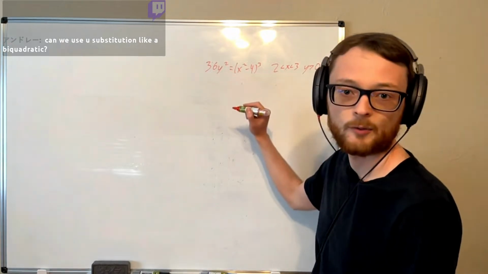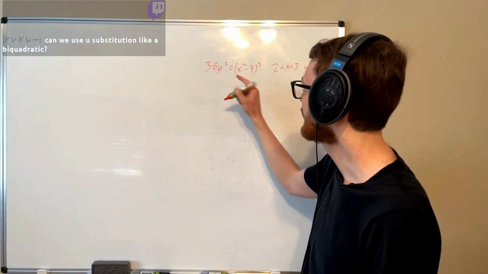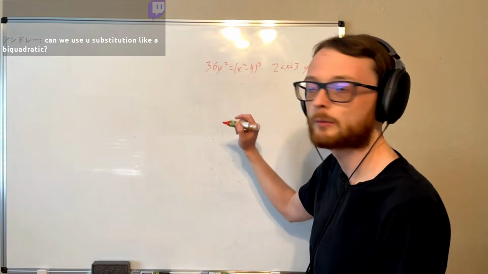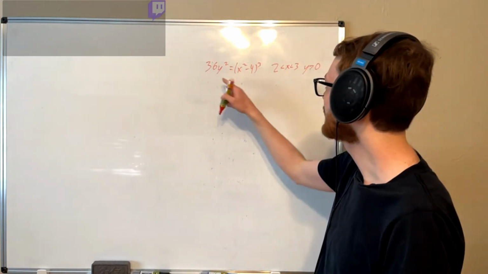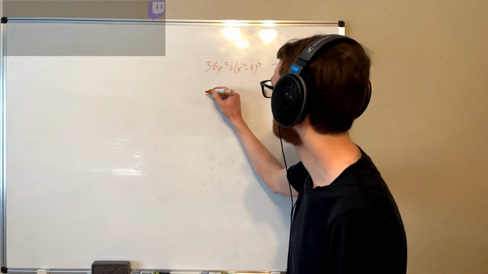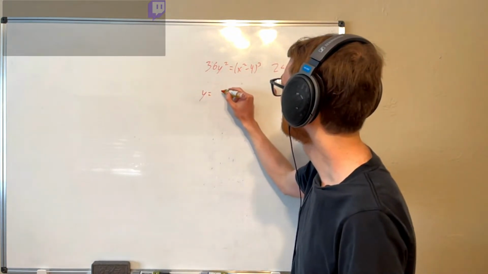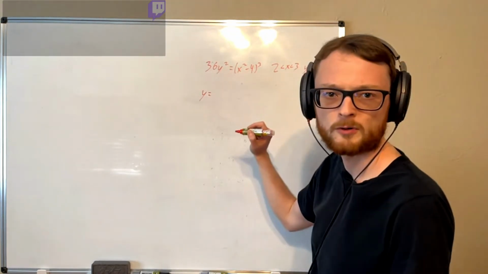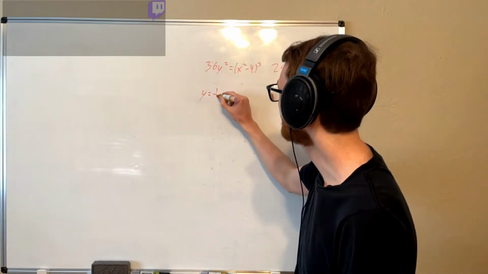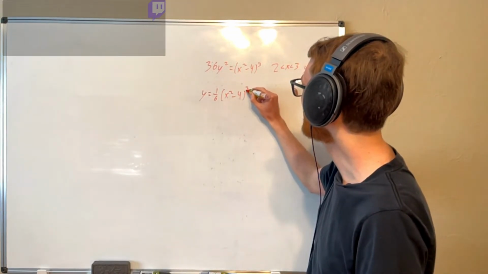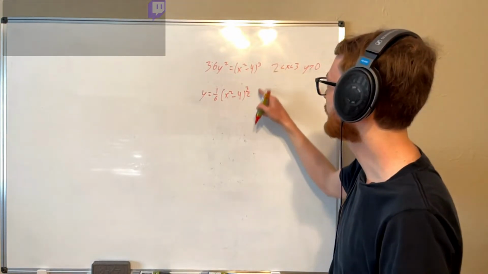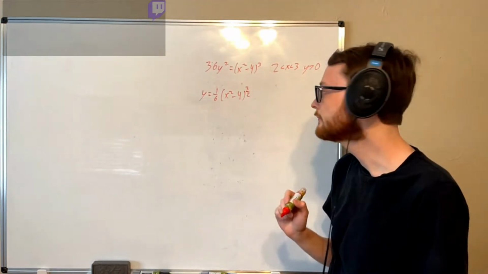So I'll start by showing if you isolate y. Let's divide by 36 and square root each side. We'll take the positive square root because y is greater than 0. So we divide the 36 over. 36 is 6 squared, so it's 1/6 times (x squared minus 4) to the 3 over 2, because square root is the same as dividing the exponent by 2.